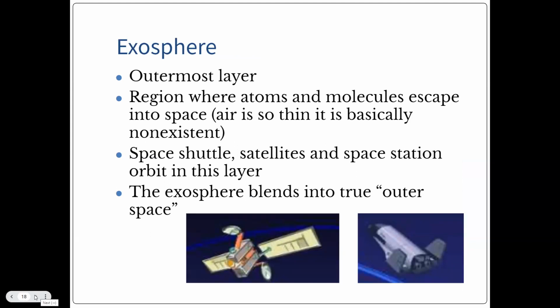So make sure on the exosphere, it is the most outer layer. So make sure you write that: the region where atoms and molecules escape into space. I'm recording the lesson for tomorrow. And the air is super thin, basically. So this is where your space shuttle, satellite, and space station are. This is the outermost sphere.